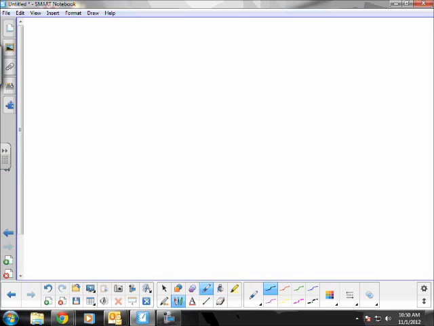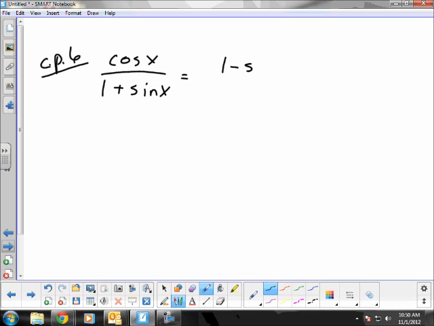Checkpoint 6. We have the cosine of x over 1 plus the sine of x is equal to 1 minus the sine of x over the cosine of x.